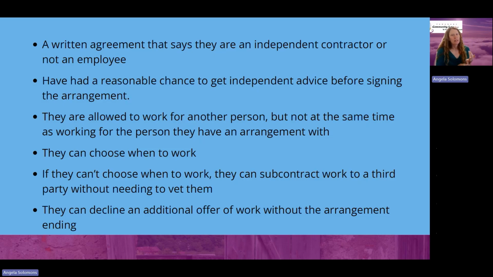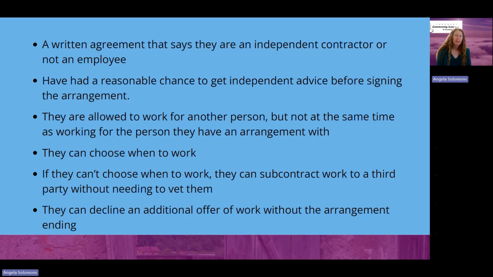So, a written agreement, and a reasonable chance to get independent advice before signing that arrangement. They're allowed to work for somebody else. They can choose when to work, and if they can't make that choice, then they can subcontract that work to somebody else, and they can decline additional offers of work without ending the arrangement. So you have to meet all of those in order to meet that gateway test and be a contractor under this new law.